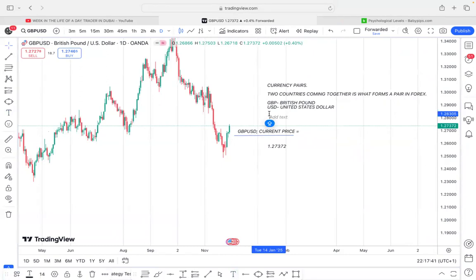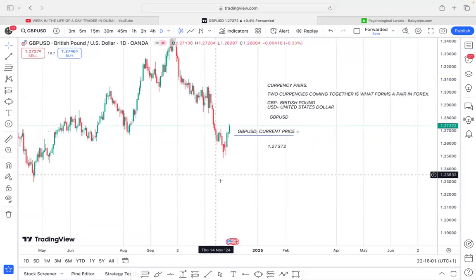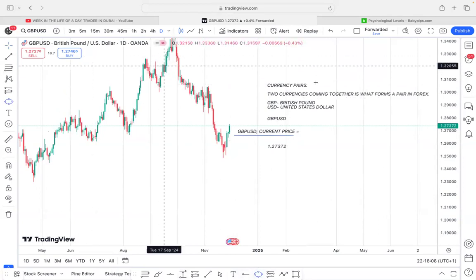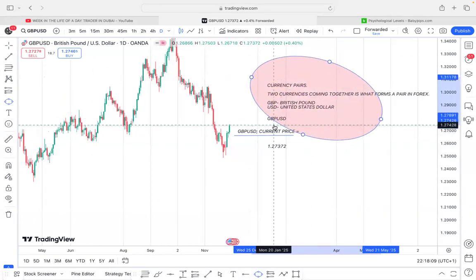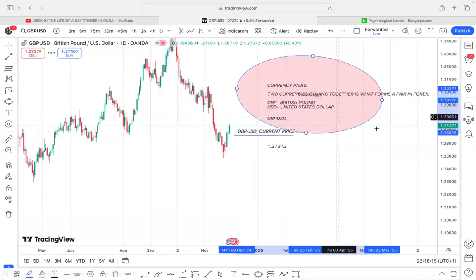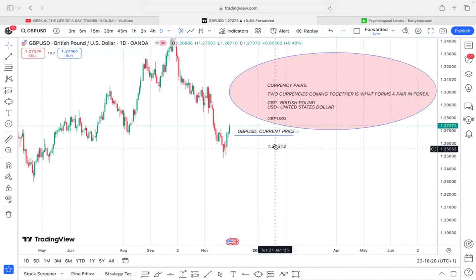So right here, we have GBP USD, meaning two currencies, not two countries. Sorry, this is autocorrecting. Two currencies coming together is what forms a pair in forex, right? Now we came about GBP USD. I believe you understand how we have GBP USD as our currency pair. Please, if you don't understand, let me know. If you understand, let me know so I can move forward to teach you how to calculate pips.